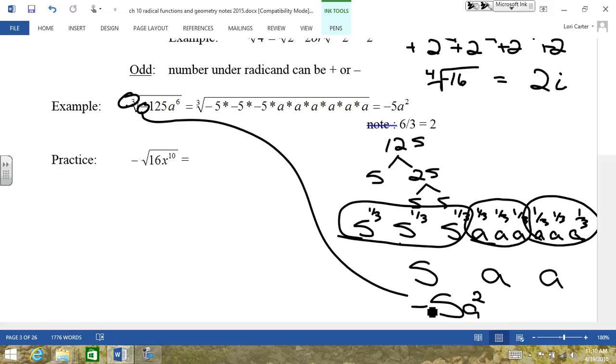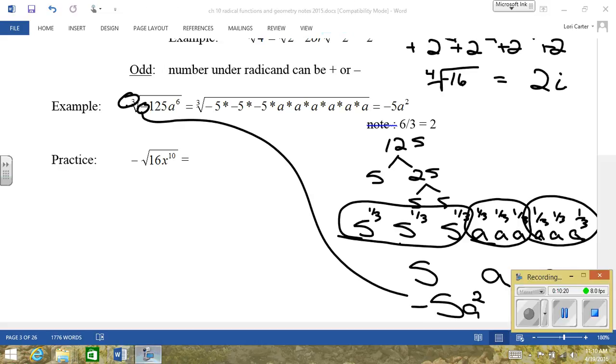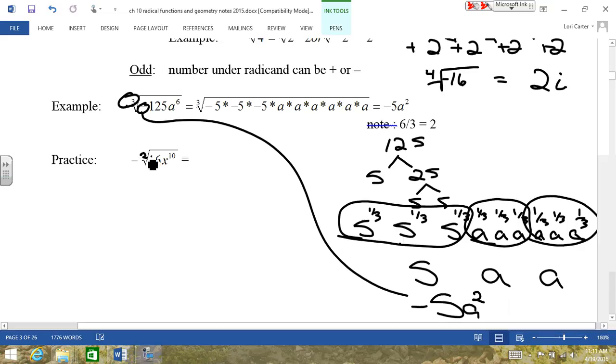Okay, your turn. If there's no index, it's assumed to be 2. Okay, what does 16 factor into? 4 times 4, which is 2 to the fourth. So I have 2 to what power? 1/2. It's your index. And I have four 2's to the half power.